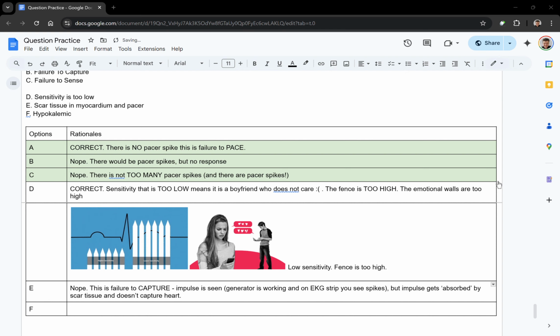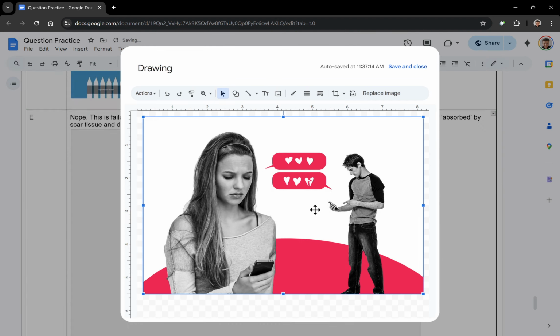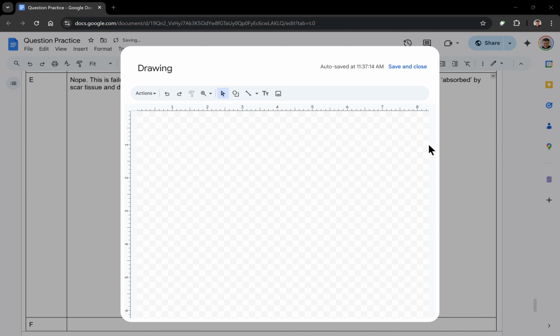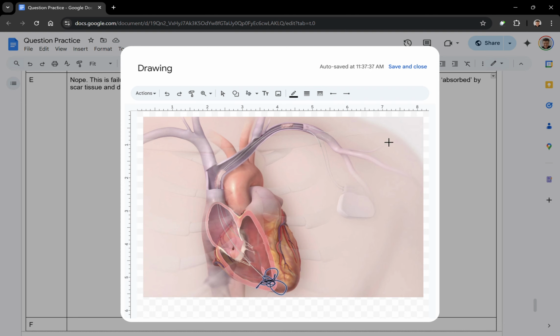Let's see, pacer, scar tissue. So, where's a good one? I need like a drawing. All right, again, I can draw on this. Let's copy this image, the boyfriend, girlfriend, and paste it there. And scar tissue, so let's put some scribbles right here. All right, so I have some scar tissue on this area right here. So I have scar tissue that's getting in the way.